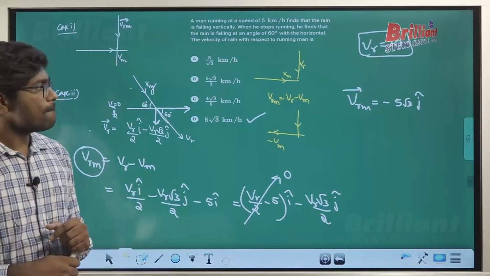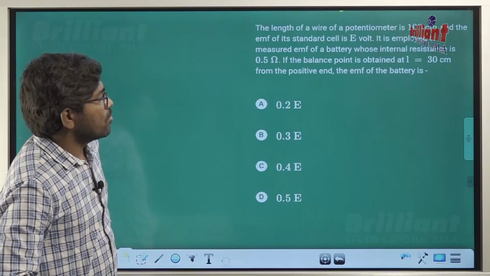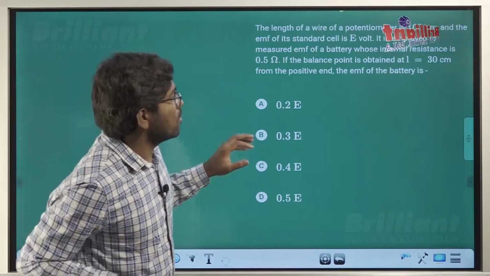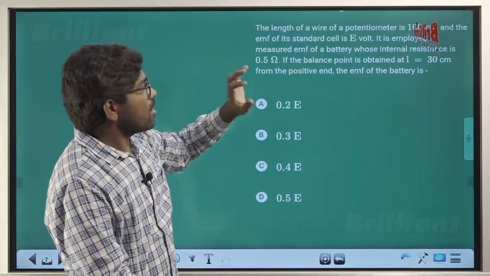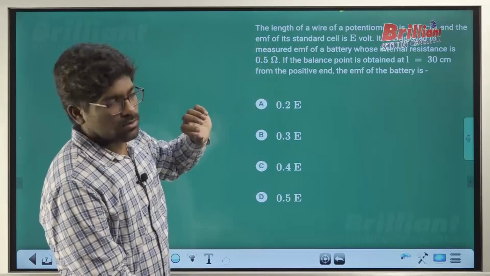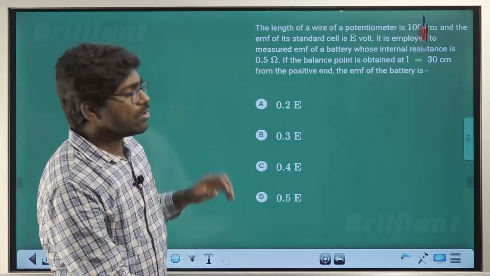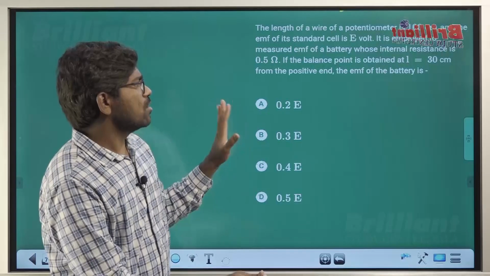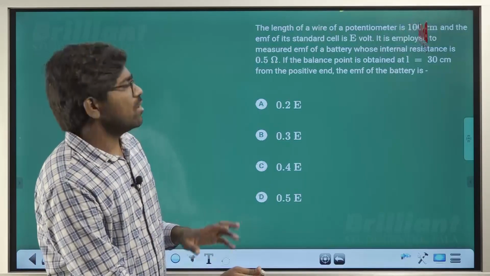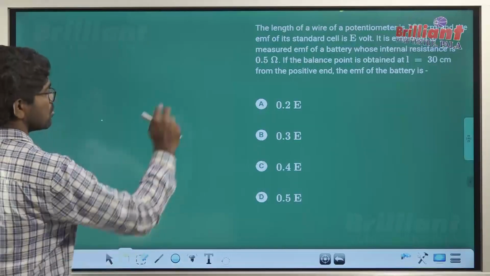Let's look into the next question. Potentiometer concept. Whenever you see this question, definitely many of you will leave it. But just try to write the basic potentiometer diagram. When you write the diagram, you will definitely get this thing. It's a very simple thing. See, what is the potentiometer concept here?